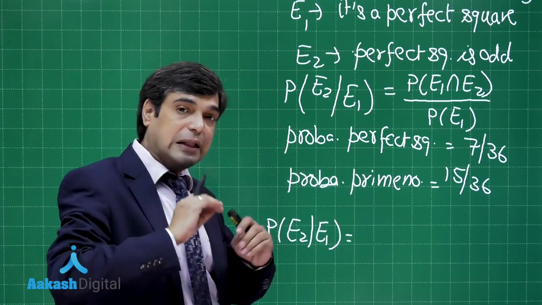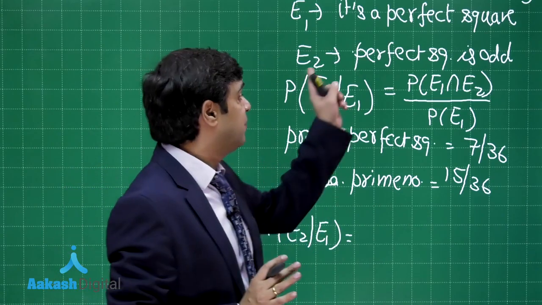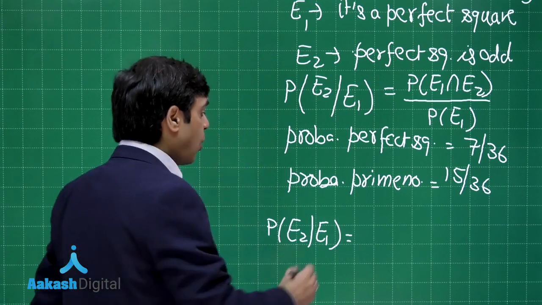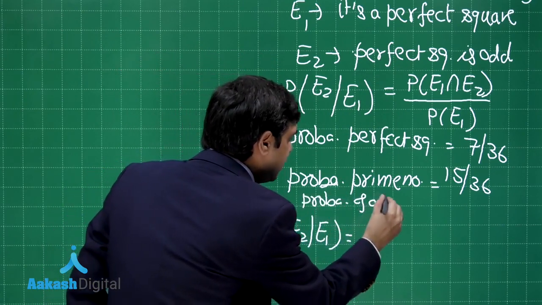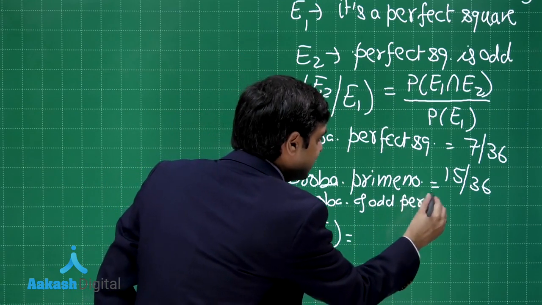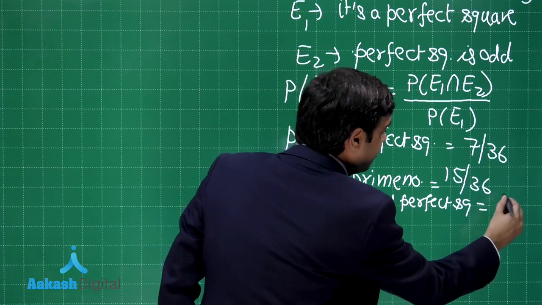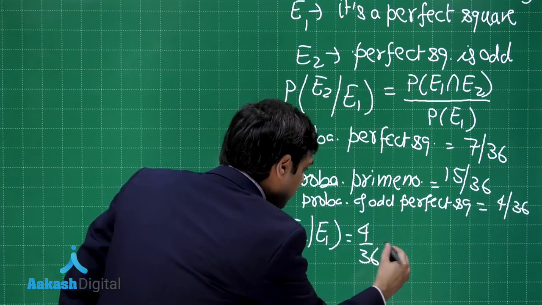Correct? Let's say the dice is rolled. When 2 dice are rolled, you are getting a perfect square as an odd number. So the game will be stopped. Perfect square is an odd number. So let's write down the probability of an odd perfect square in one throw. This is simply 4 by 36. So this is 4 by 36 plus.